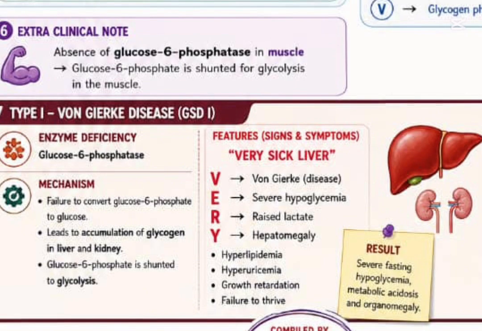If there's an absence of glucose-6-phosphatase, what happens? There will be accumulation of glucose-6-phosphate. Remember, that is the last enzyme we bypassed. After bypassing so many enzymes, like fructose 1,6-bisphosphatase, we now have to bypass glucose-6-phosphatase to form glucose. So its absence causes accumulation of glucose-6-phosphate and an inability to convert it to glucose.